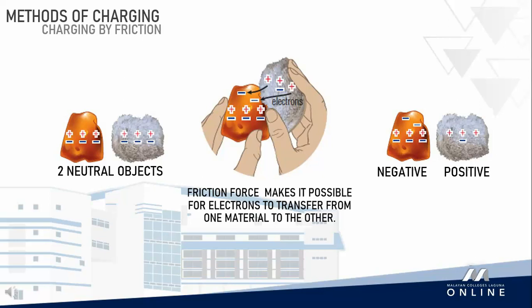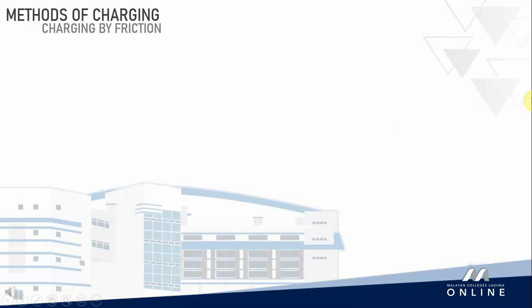This is what happens in the previous example of two balloons rubbed on your hair. Both balloons become negatively charged. That is why they repel from each other. But I think the most important question for this method is how can we determine which material will become negatively charged and which will become positively charged.